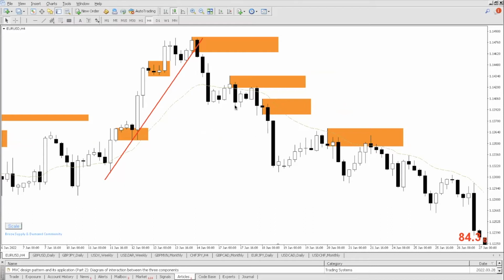And if you can notice something here, I'm not drawing the trend lines here. Why?